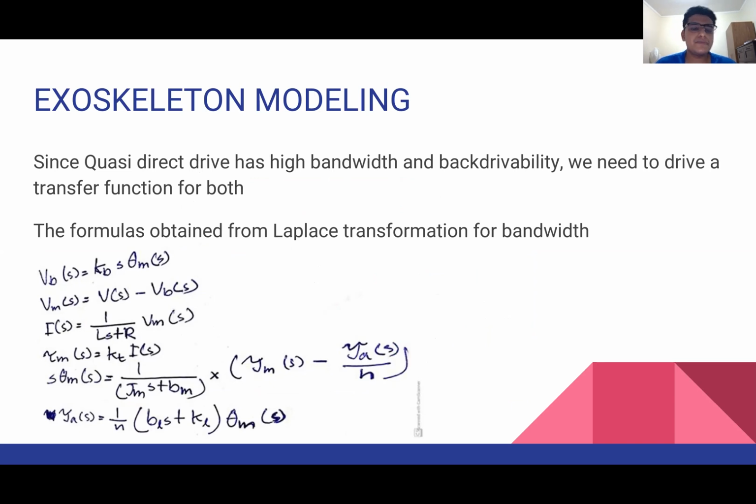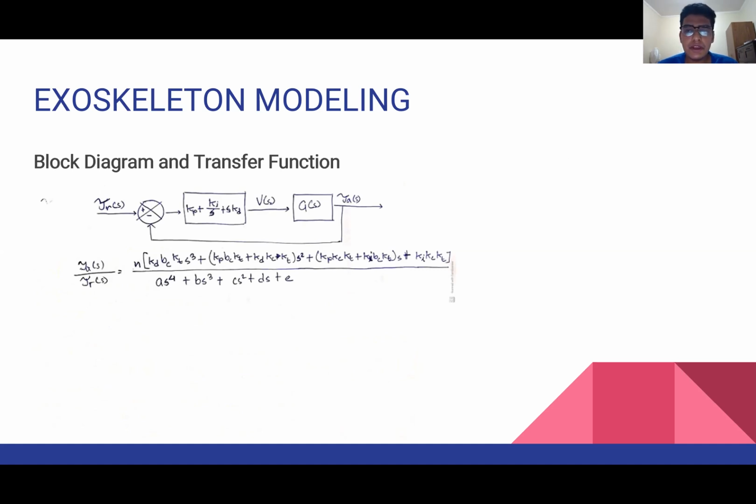This is the formula I obtained by using Laplace transformation of the formulas from the previous slides, especially for bandwidth. And this is the block diagram that we will be using for the simulation that we will see in the later part of the presentation. And this is the transfer function that we'll be using to calculate our bandwidth for the actuator.